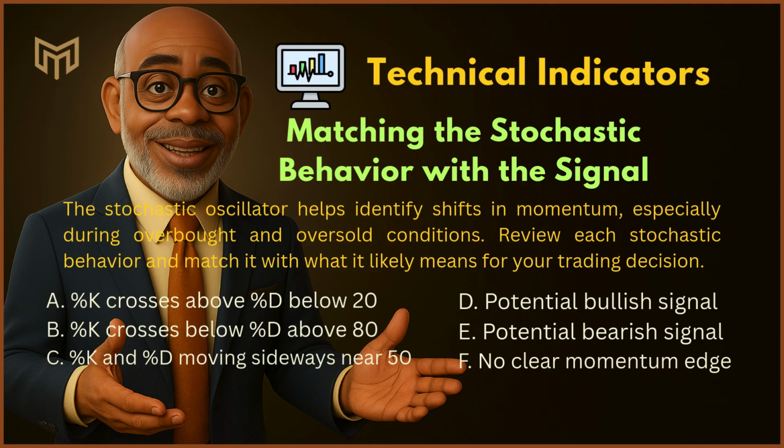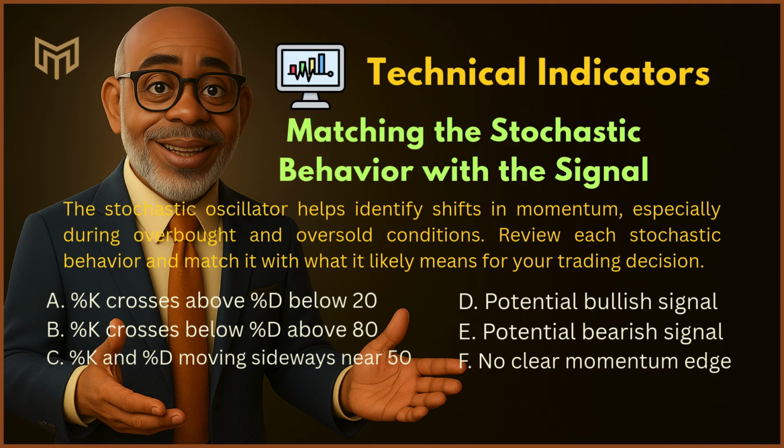Let's apply what we've learned about the stochastic oscillator. On the left, you have three stochastic behaviors. A, the %K line crosses above the %D line below the 20 level. B, the %K line crosses below the %D line above the 80 level. C, both lines are moving sideways near the 50 level.